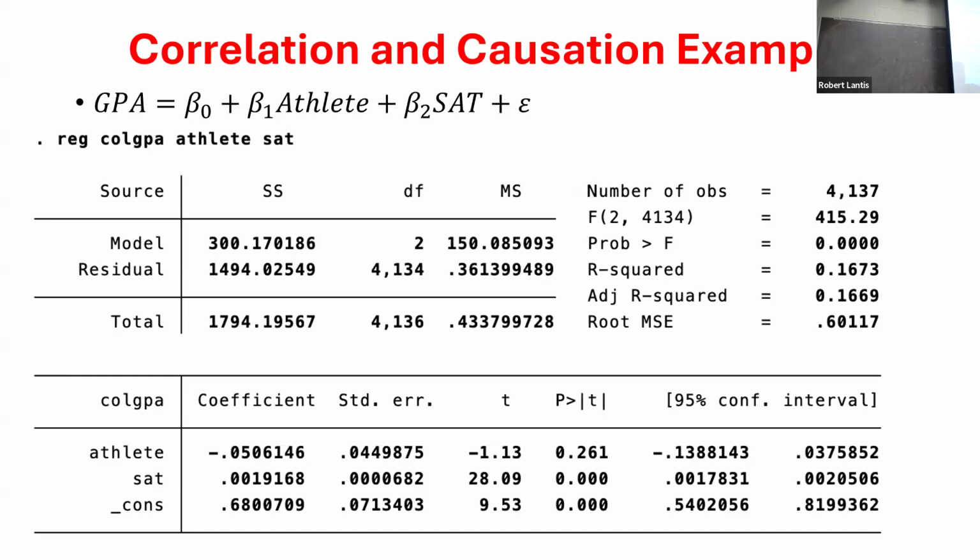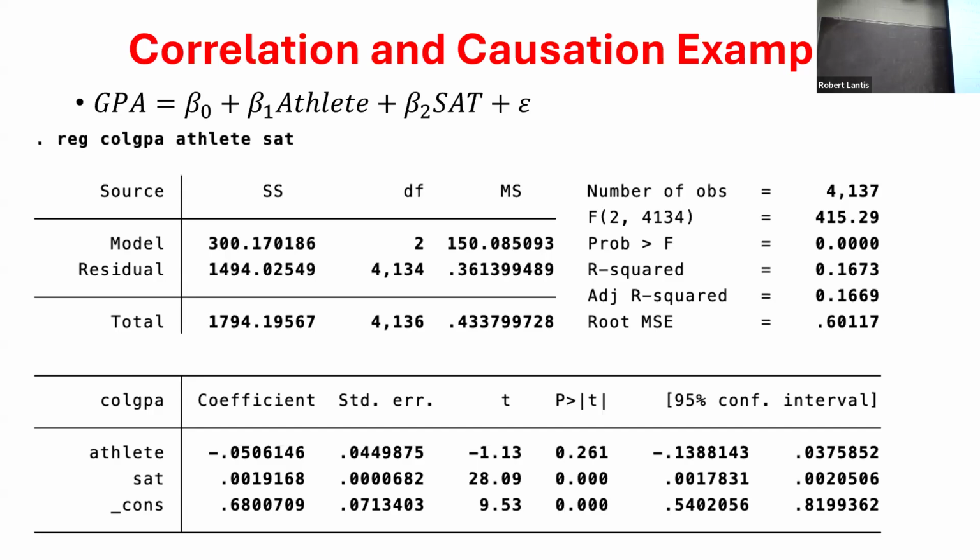And it's not even quite significant now. So I actually can't even say 0.26 is my p-value. I can't even say that being a student athlete has any negative impact on your GPA, holding constant the SAT score.